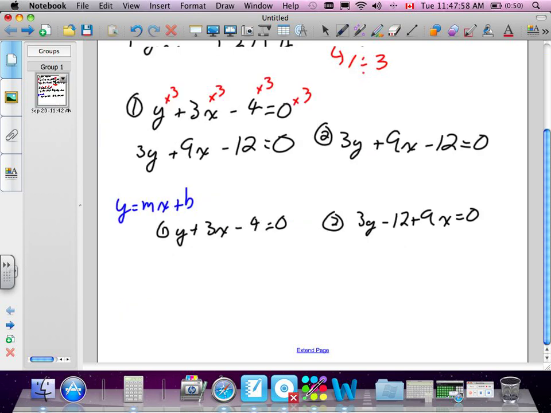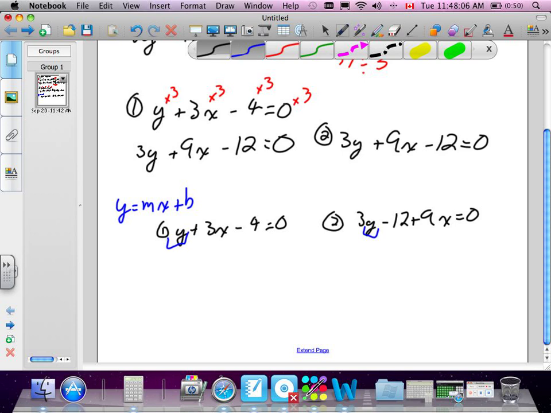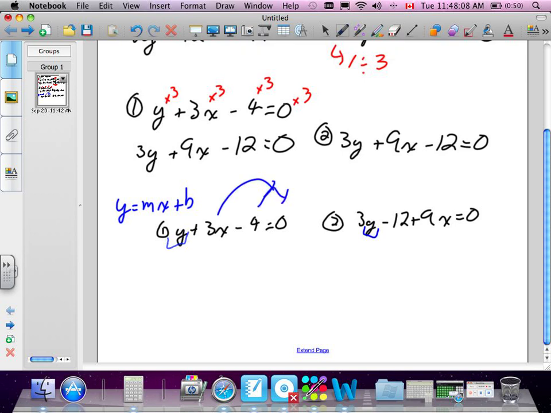So what I would like to do is set equation 1 equal to y and equation 2 equal to y. So in order to do that, I need to move 3x and negative 4 to the other side. I'll end up with y is equal to 0 minus 3x plus 4, which is y is equal to negative 3x plus 4.